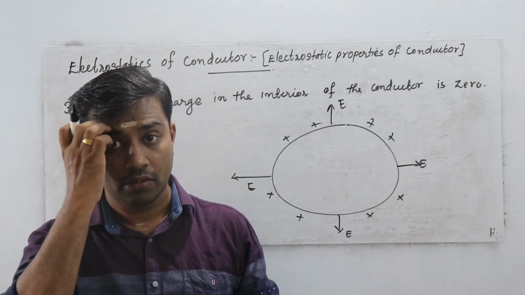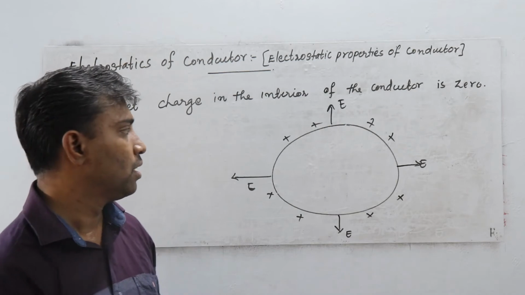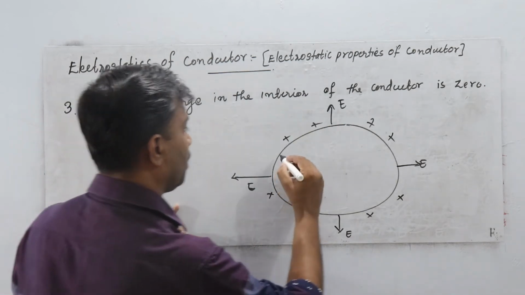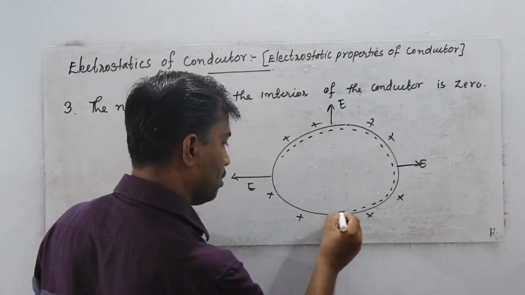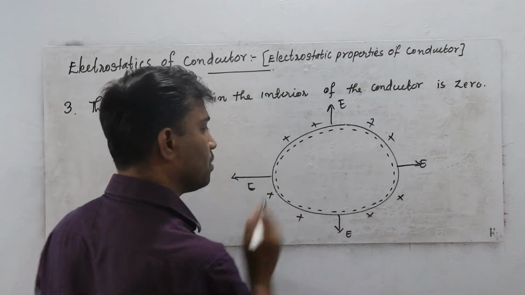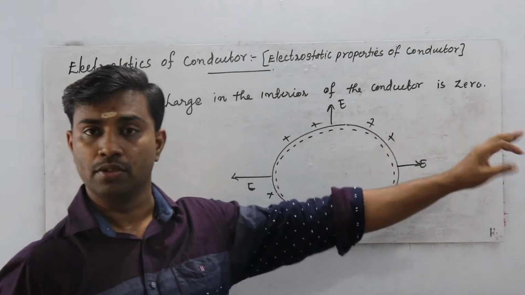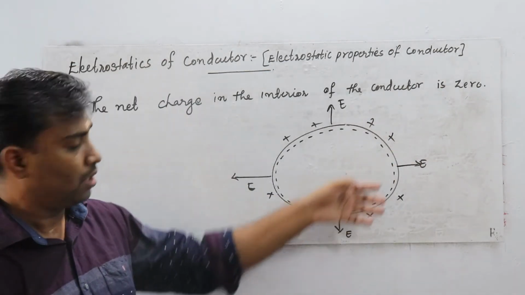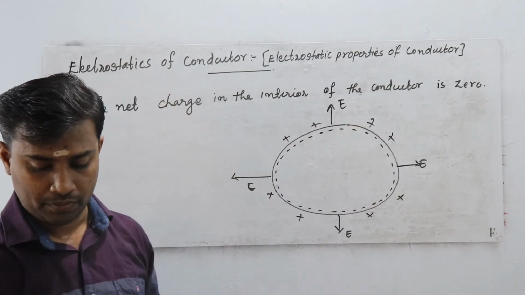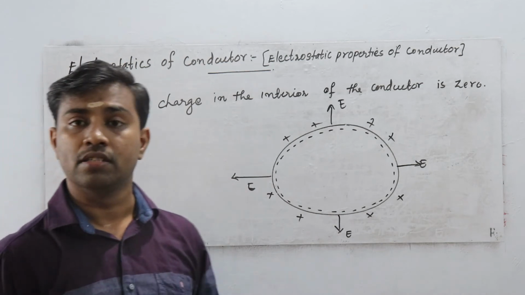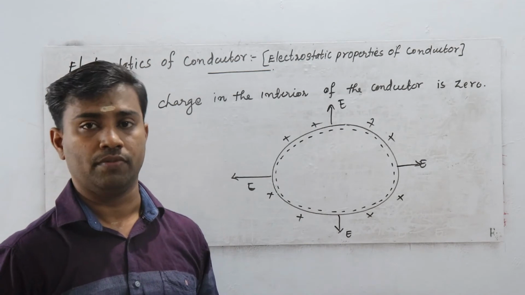Here we consider a Gaussian surface just below the boundary. This dotted line represents the Gaussian surface. So what do we need to prove? We need to prove the net charge in the interior of the conductor is 0. The charge is distributed over the surface. Electric field is normal to the surface. Now we consider a Gaussian surface just below the surface of a conductor.